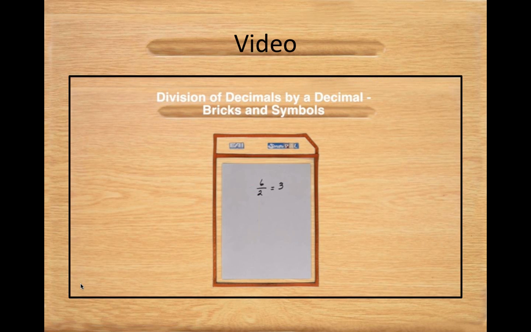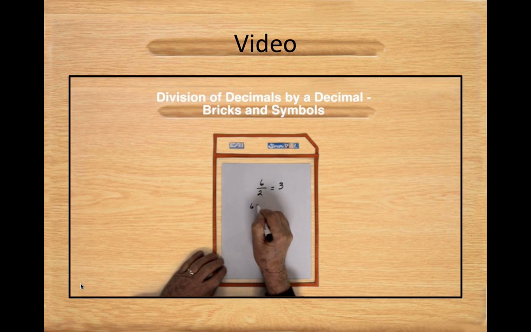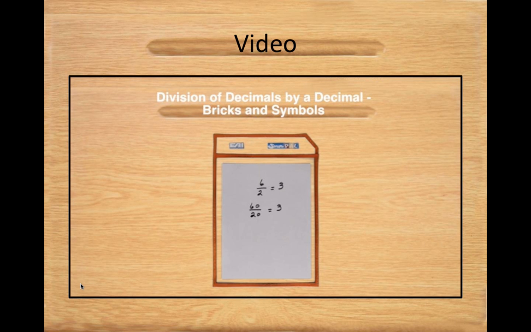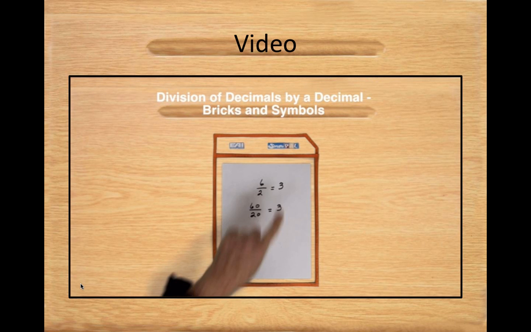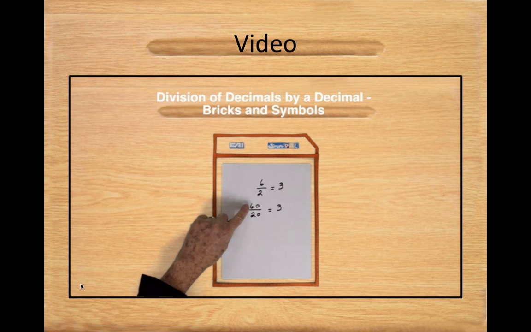Interestingly enough, 60 divided by 20 also gives us 3. And when you look at it, you can see that the 6 and the 2 here are in the ones place. And so when I divide 6 by 2, I get 3. Here, the 6 and the 2 are in the tens place. So when I divide 6 tens by 2 tens, I get 3.